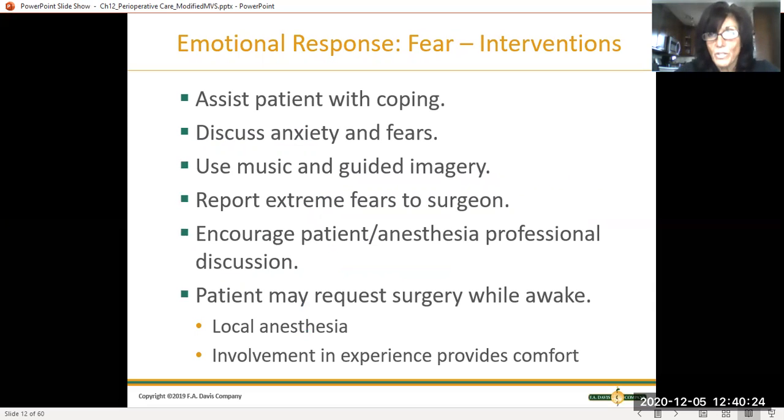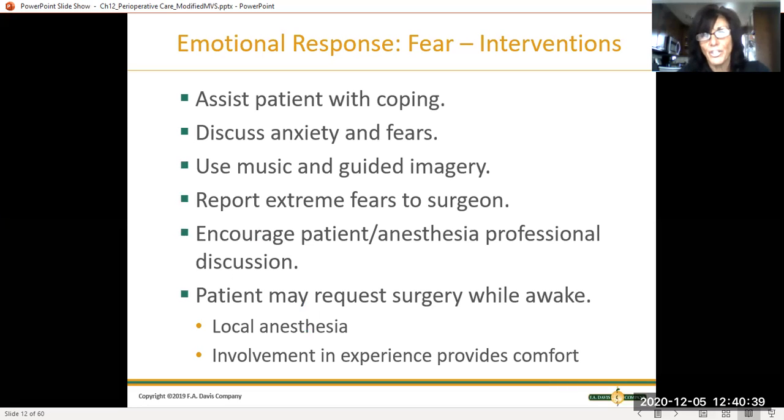So what are you going to do as far as interventions? Assist the patient with coping. I mean, discussion, always find out what it is they're afraid of, because you can't talk to them about anything until you figure out what the problem actually is.